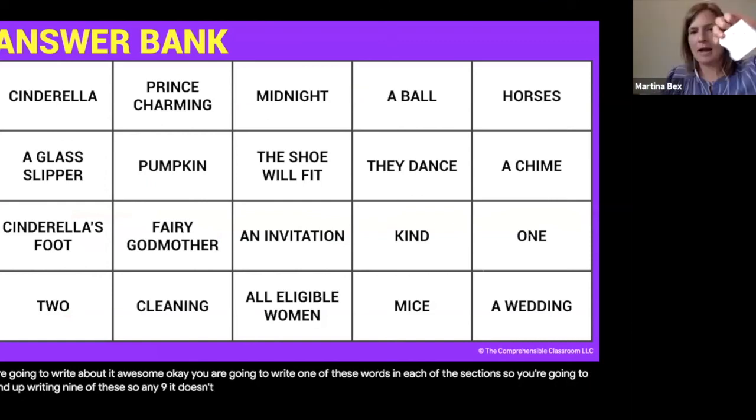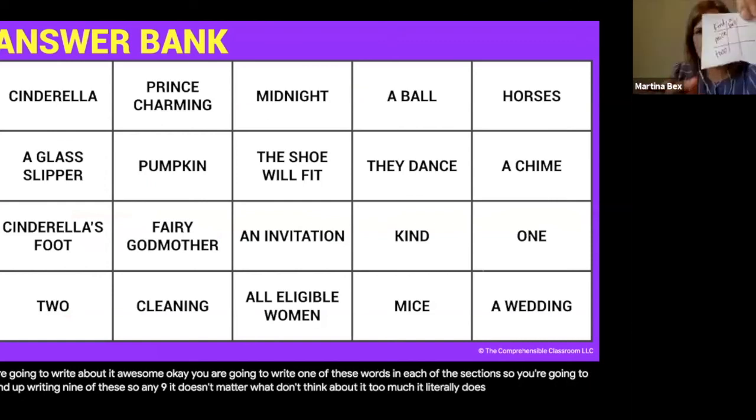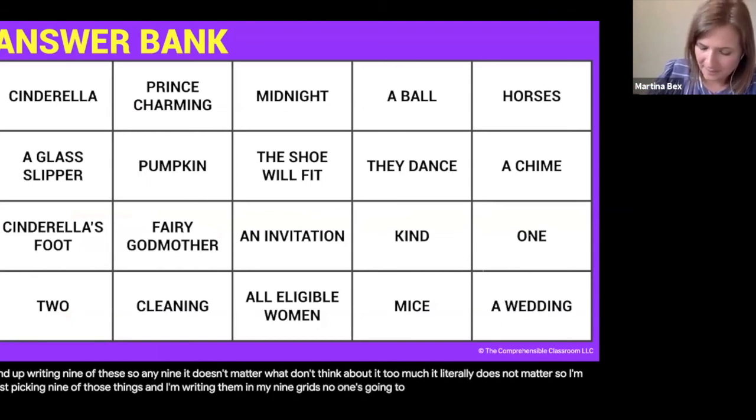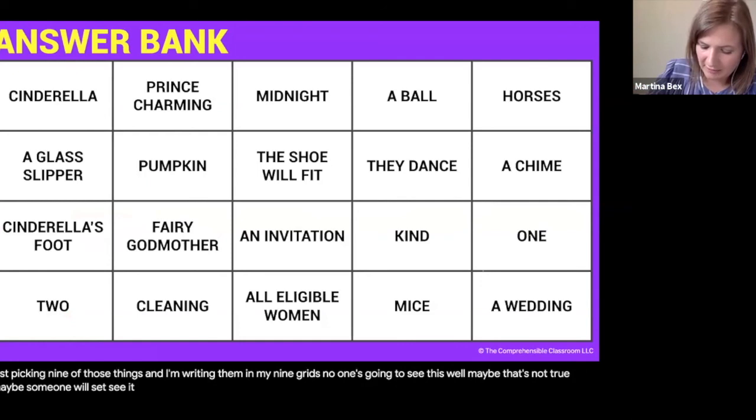So I'm just picking 9 of those things and I'm writing them in my 9 grids. No one's going to see this. Well, maybe that's not true. Maybe someone will see it. If you're like me, you're just picking the fastest ones to write.